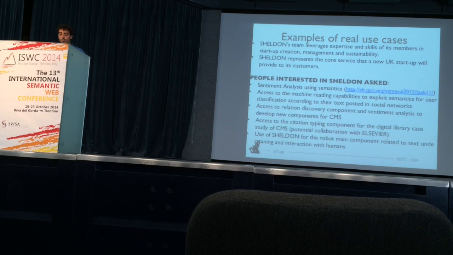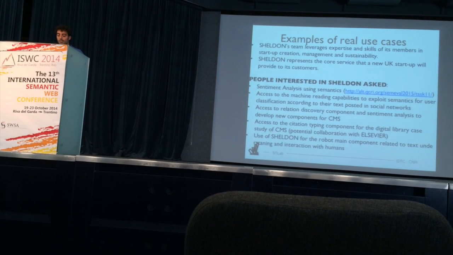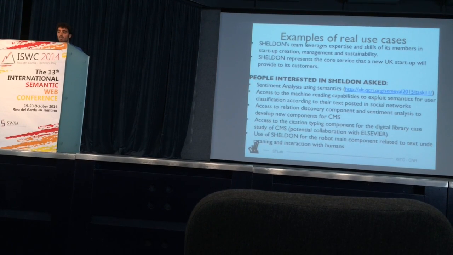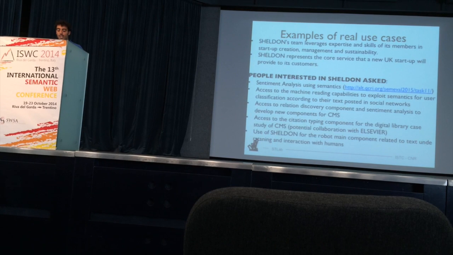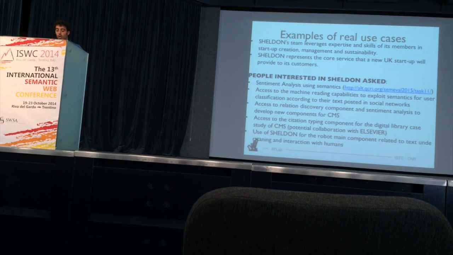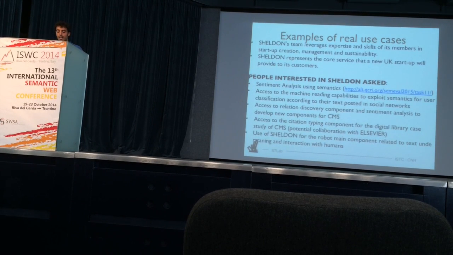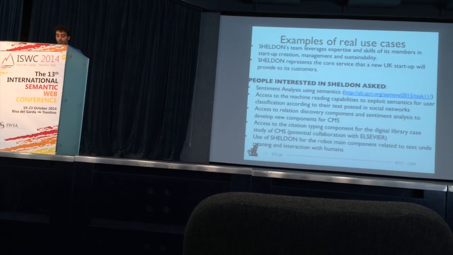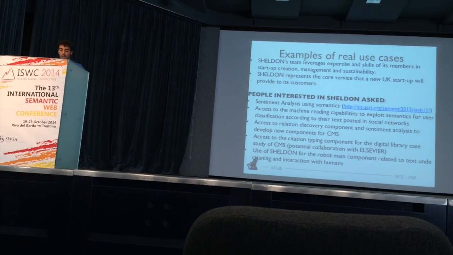Some use cases: people interested in Sheldon ask us for examples. Sentiment analysis using Sheldon, using semantics, and we're going to participate in a similar evaluation task related to irony detection. Okay? Access to relation machine reading for new components, for content management systems, access to the citation typing component, and we have started to talk with Elsevier about it. And also, about the document component, I just talked about it.